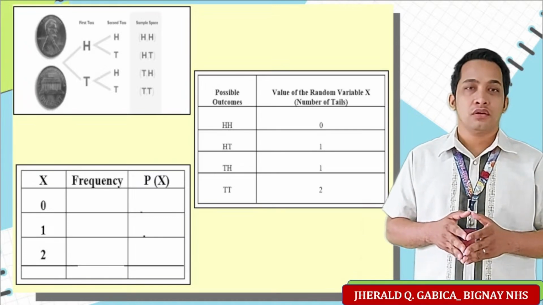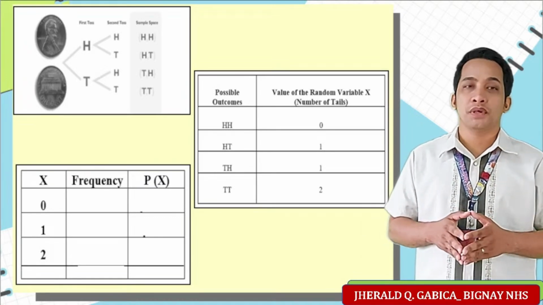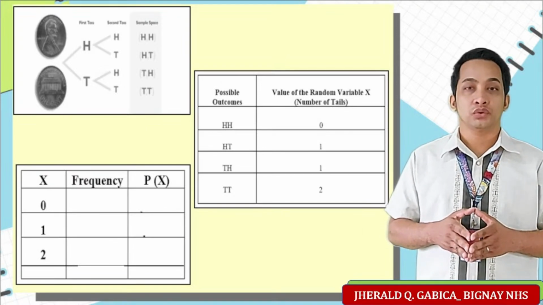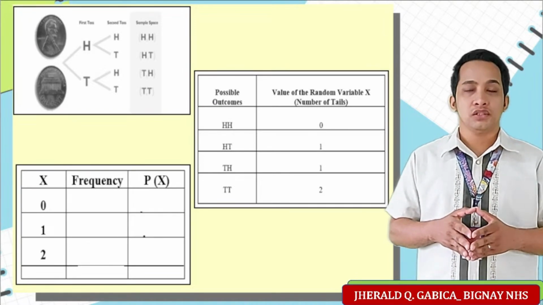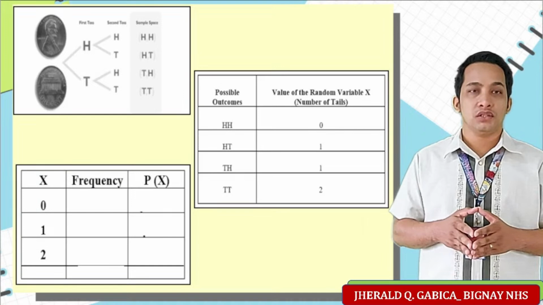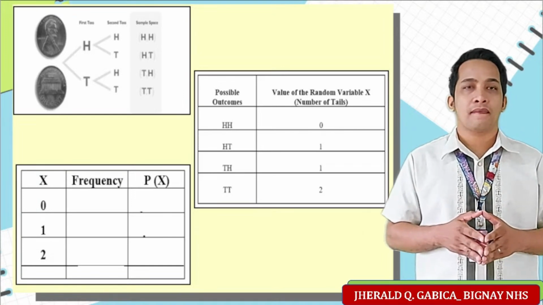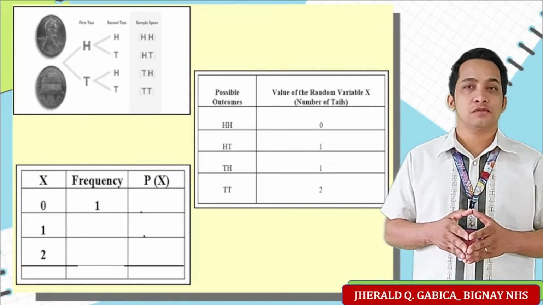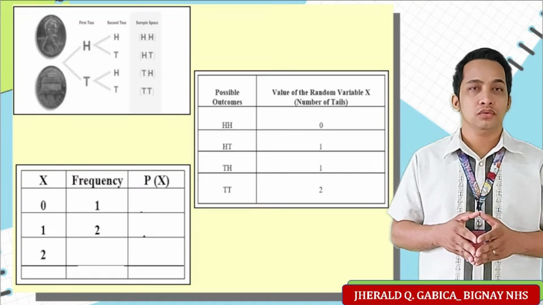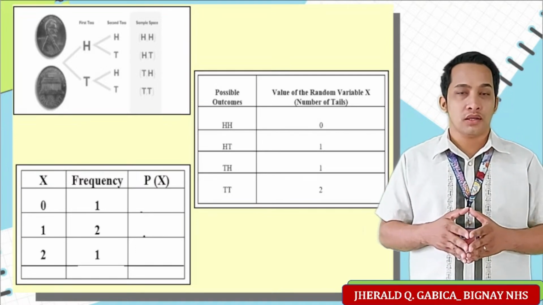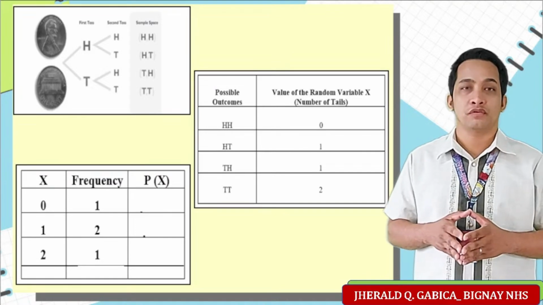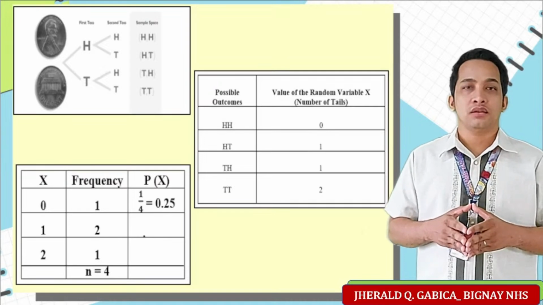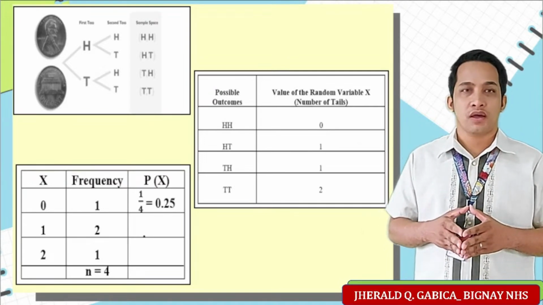Using the table we have a while ago, we can produce a probability distribution table using x equal to 0, 1, 2, and the sample space HH, HT, TH, and TT. So the table looks like this. The x values are 0, 1, and 2. The frequency for 0 is 1. The probability of x is 1 over 4, since there are 4 possible outcomes, and then the probability is 0.25.